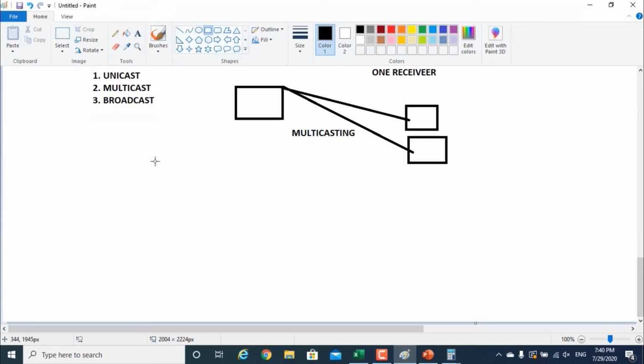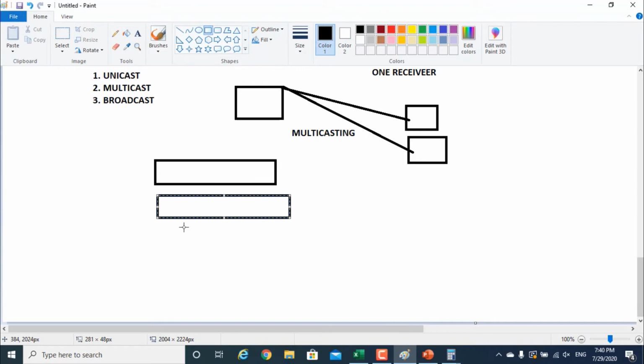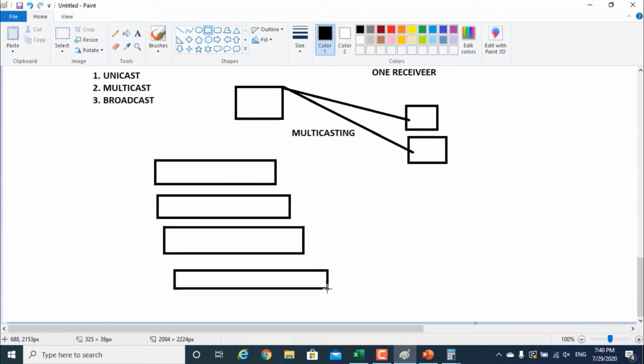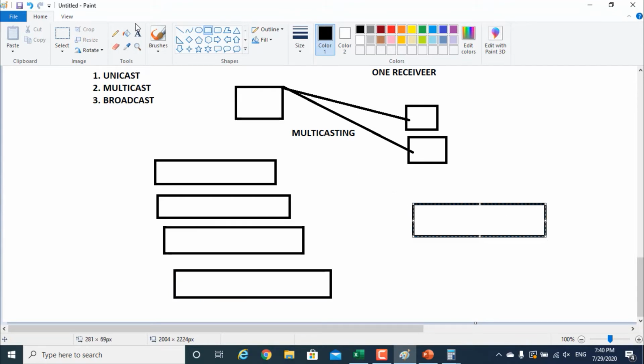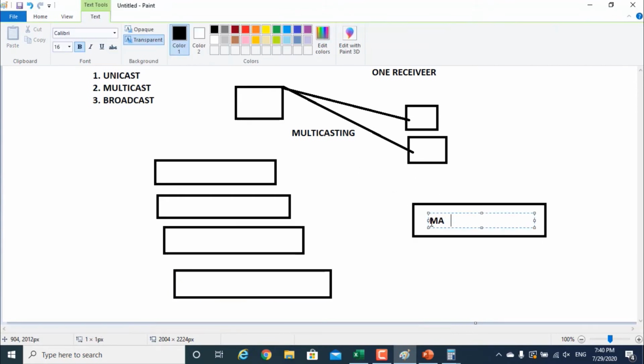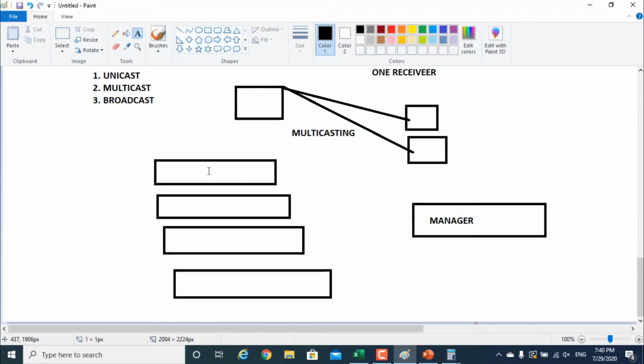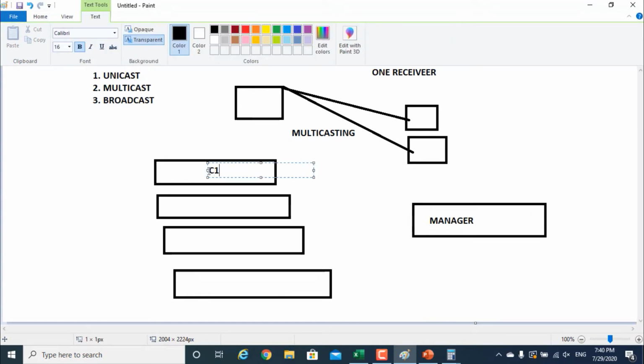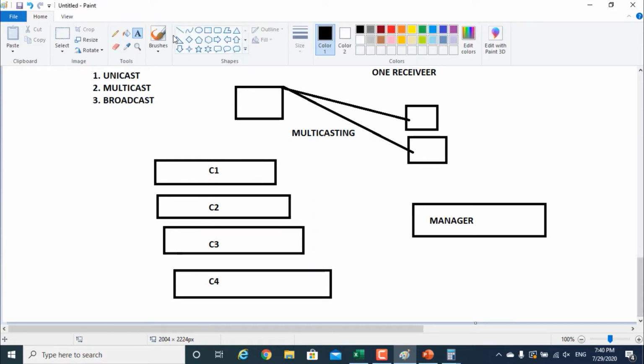Suppose there's an organization and it has, for example, 4 to 5 clients, and this is the manager of that organization, and these are all the clients of that organization: client 1, client 2, client 3, and client 4. If the manager wants to communicate only with C1, only with client 1, or let's say only with the IT department, this type of communication is called unicast.